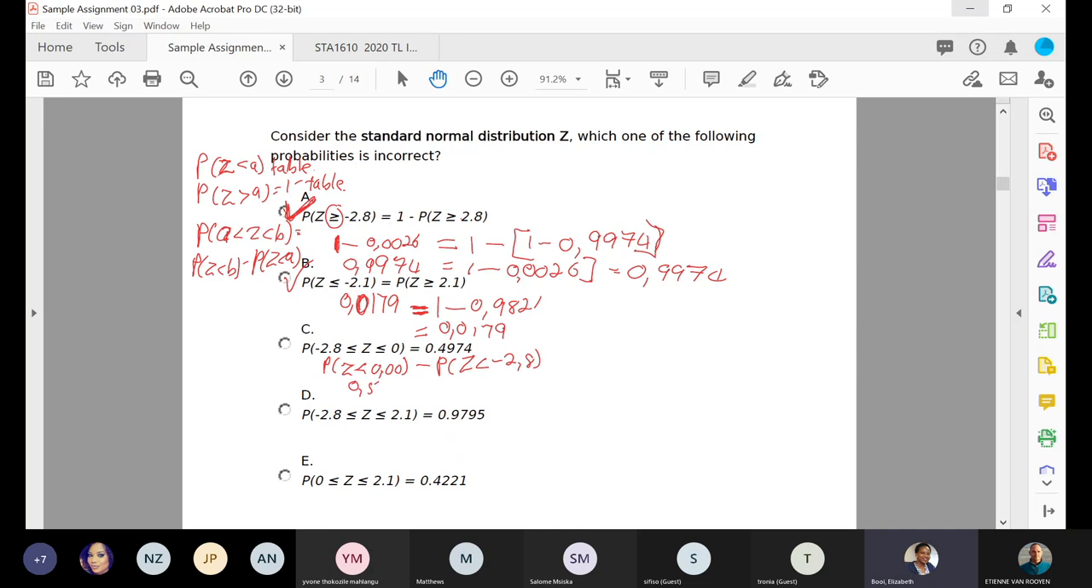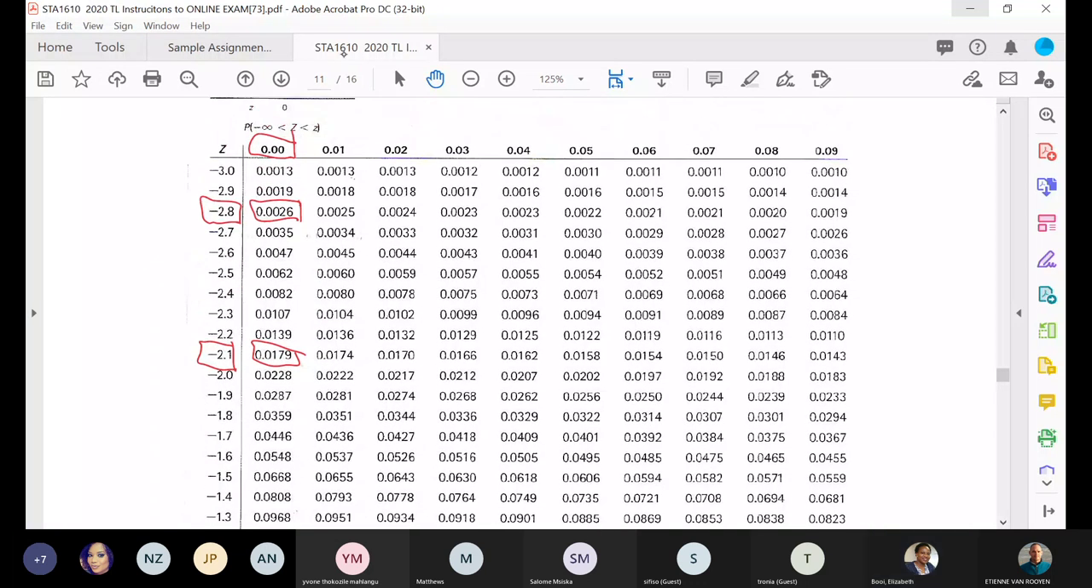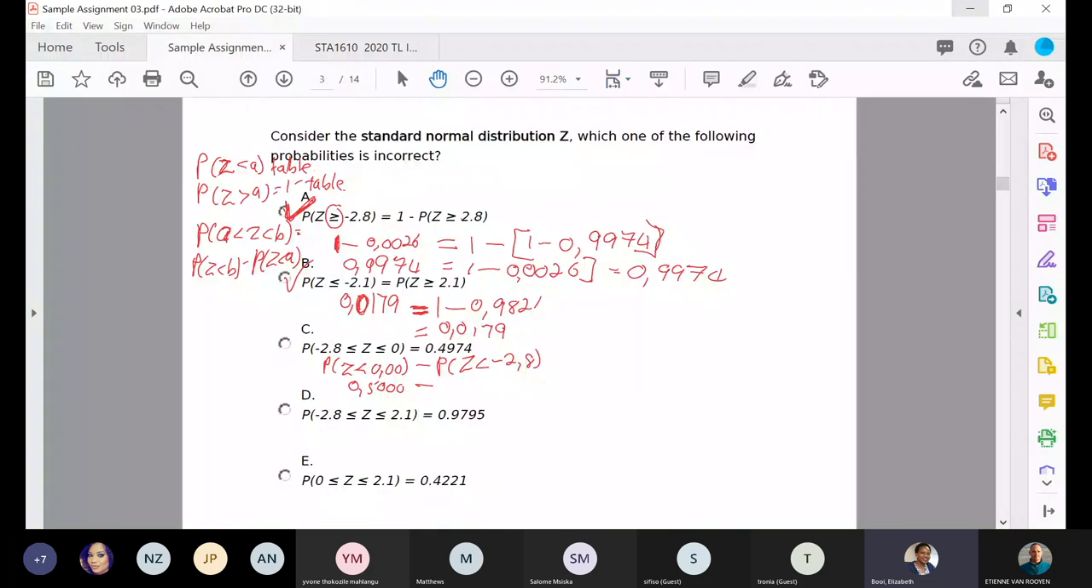That is 0.5000 minus the probability of Z less than minus 2.8, which we'll find on the negative side of the table. 2.8 is 0.0026. And what is the answer that we're getting? It's 0.4974, which is the same as what we are looking for. It's the same, so that is correct.